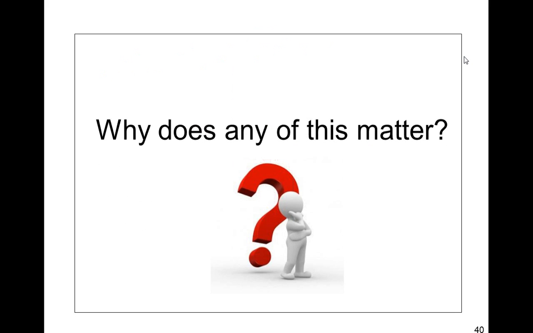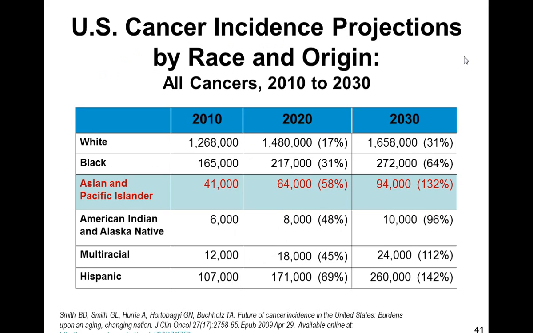Why does any of this matter? Well, U.S. cancer incidence amongst Asian and Pacific Islanders is expected to rise. I questioned how the researchers were able to do this, but there are many different factors that play into how they project this kind of data: population growth, risk factors, diet, exercise, tobacco use, screening rates. All of these can be plugged into formulas that project cancer rates in, for example, 2030 to be very high, as you can see in the table.